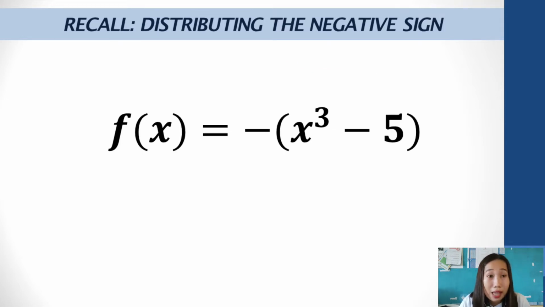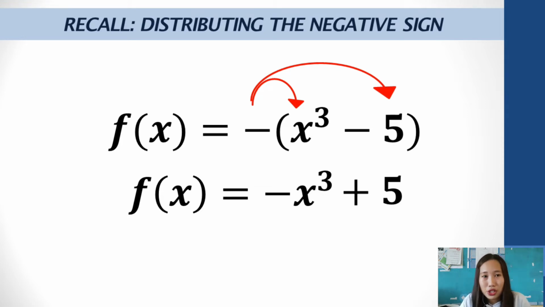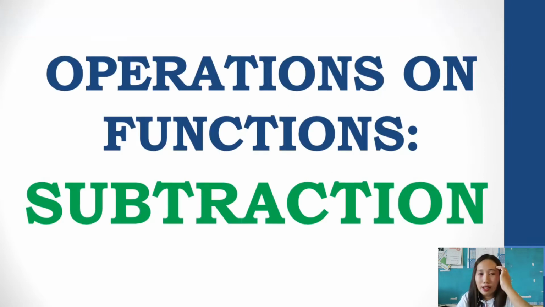So, next example, meron tayong f of x equals the negative sign, distribute natin kay x cubed minus 5. From negative times positive, magiging negative x cubed. And then, distribute mo naman siya kay negative 5. Negative times negative, magiging positive 5 na siya. I hope nakuha nyo na yun. If medyo nalilito pa kayo, you can rewind the video and watch it again.